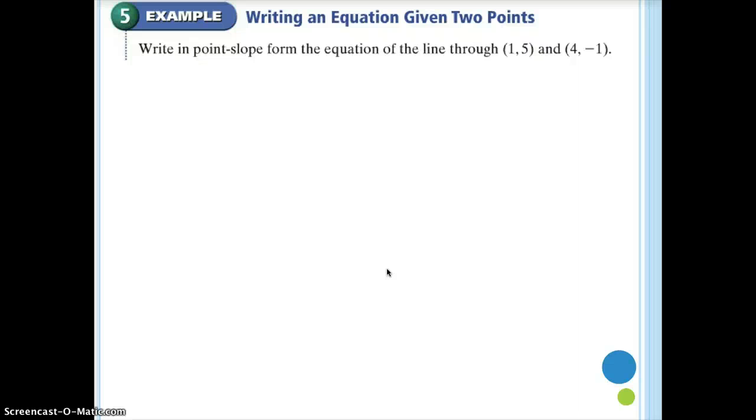Now you should remember from previous lessons, the way we find slope is the slope formula. Try to remember what that formula is and write it down before I show it to you now.